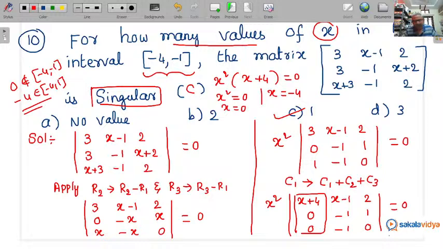C is the right option. So, that means x has only one value, that is minus 4, which belongs to the stipulated interval minus 4 comma minus 1. Because closed means minus 4 belongs to this interval, minus 1 also belongs to this interval, but 0 does not lie between minus 4 comma minus 1. So, 0 is excluded, only minus 4, only one value which lies between minus 4 comma minus 1.